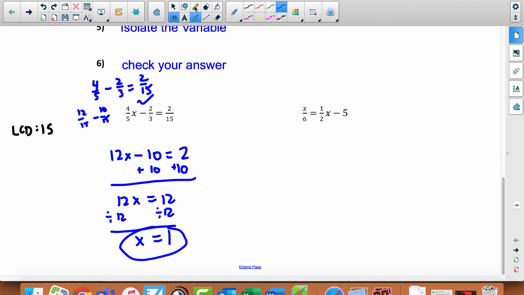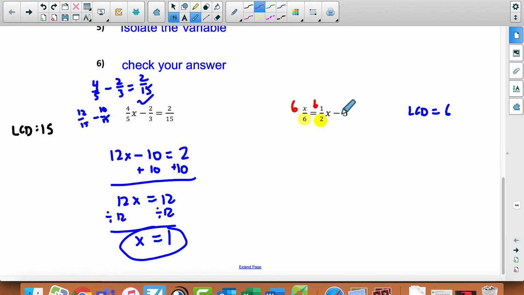Okay, next question. We have some denominators here, 6 and 2. And we want to find the lowest common denominator of 6 and 2. Well, the lowest common denominator is 6. So we're going to multiply every term by 6. Now, be careful. When I say every term, I mean every term. So what most people do is they say, I'm going to multiply this by 6, and I'm going to multiply this by 6.